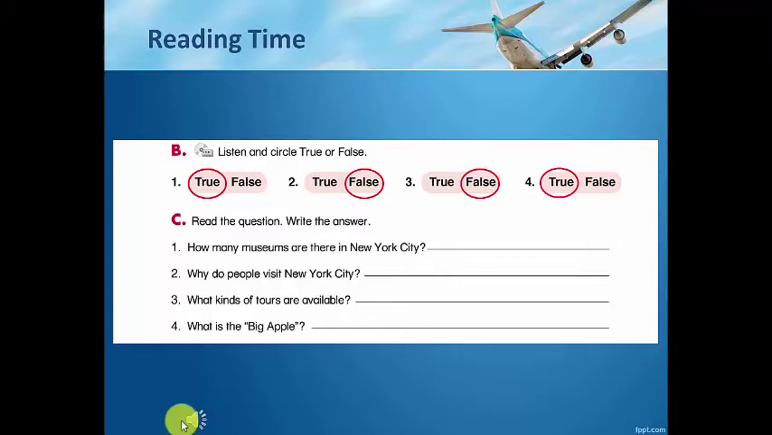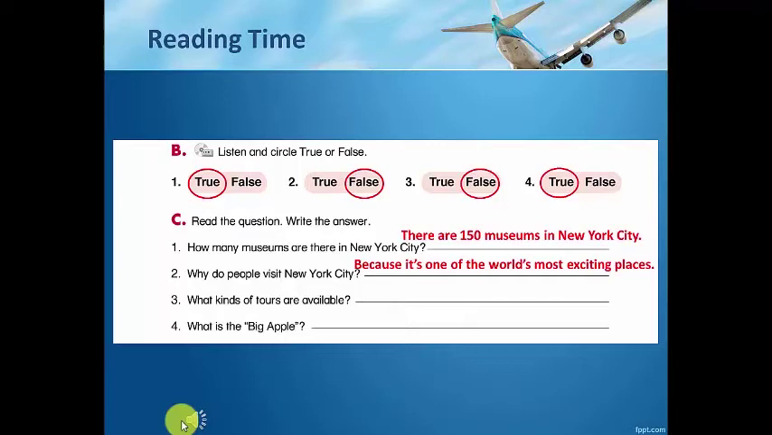Read the question, write the answer. The first one, how many museums are there in New York City? Who knows? Let's see the answer. There are 150 museums in New York City. What about question number 2? Why do people visit New York City? Think a little bit. Let's see the answer. Because it's one of the world's most exciting places.